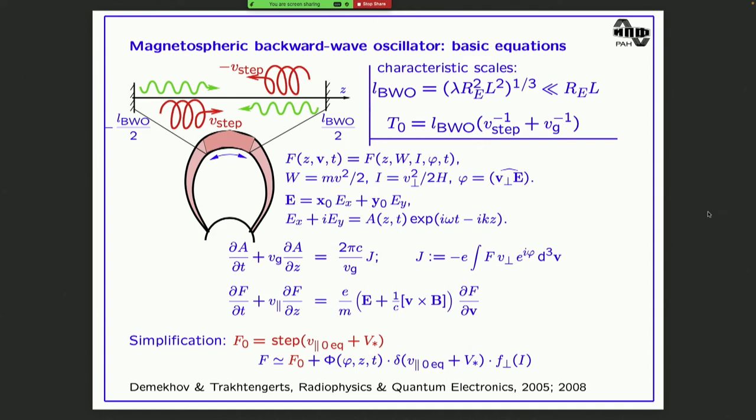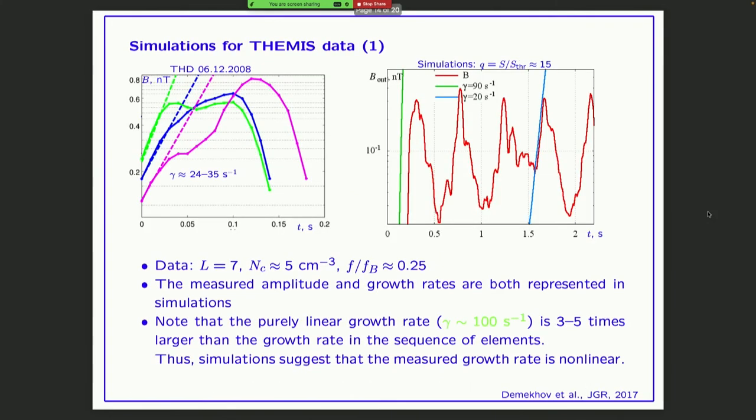So this is just a brief summary of the equations which we can solve numerically. And then the next slide will show some results, I guess. So first, we test the model, that it can indeed produce the chorus elements numerically. Here you see that we can obtain correct growth rates.